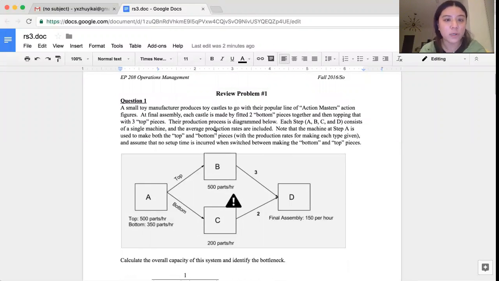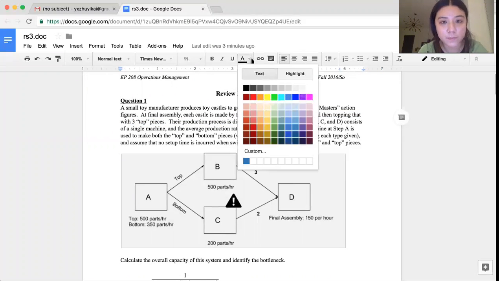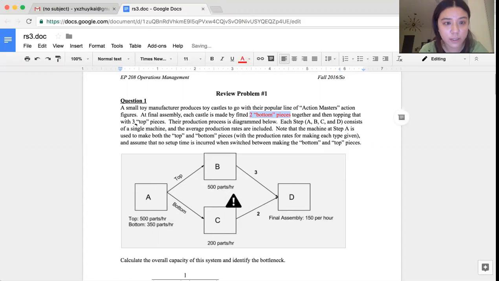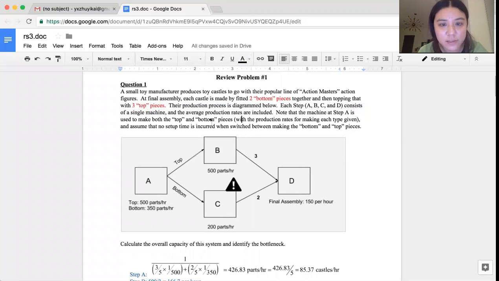Question 1. A small toy manufacturer produces toy castles to go with their popular line of Action Masters action figures. At final assembly, each castle is made by fitting 2 bottom pieces together and then topping with 3 top pieces. So let's mark the 2 bottom pieces and 3 top pieces. Their production process is diagrammed below. So this is the production process.